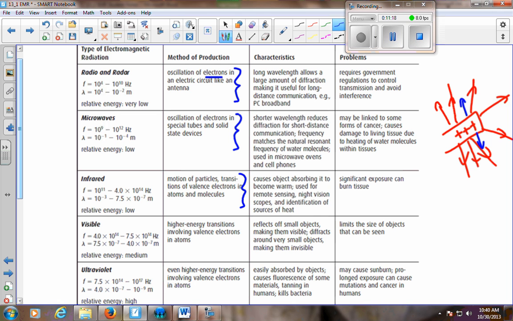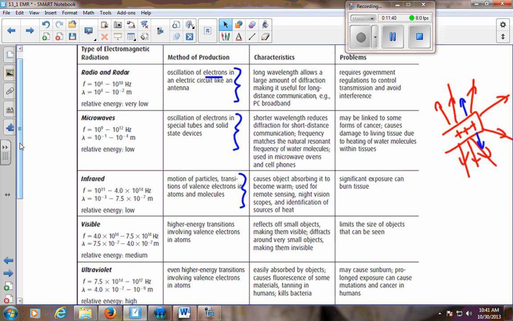So radio waves, what do we do? We take electrons and accelerate them up and down. Microwaves, what do we do? We've got special tubes that accelerate them up and down even quicker. Infrared, what do we do? Well, you've got charged particles in your body that are constantly vibrating really, really quick because you have heat. And basically what happens is it creates an EMR, electromagnetic radiation, emitting from you.